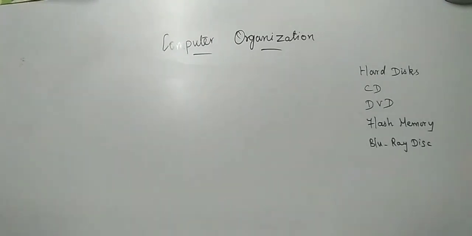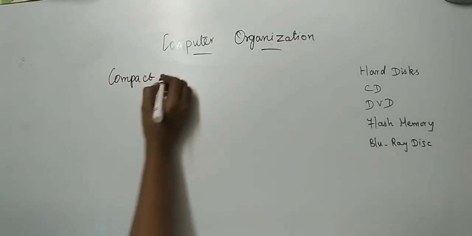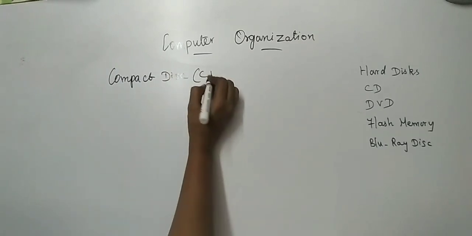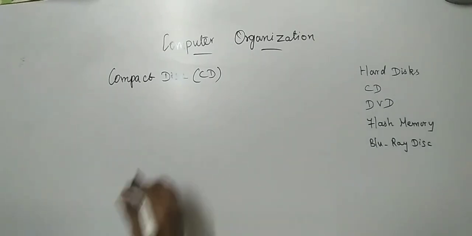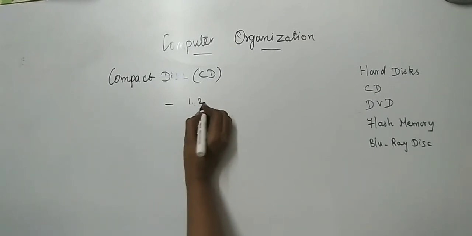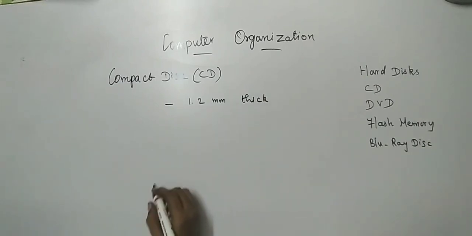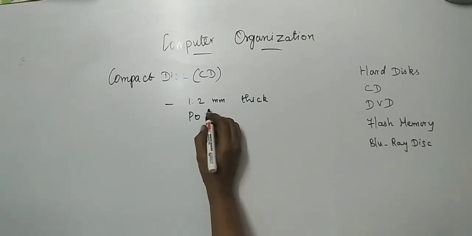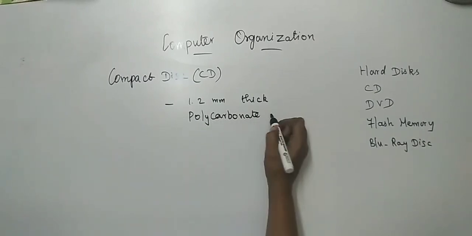Next is the compact disk, that is the CD. You are familiar with this one. What do you use to save information in the CD? The songs that you want, you can store in the CD. This CD is made up of 1.2 millimeter thick polycarbonate plastic.